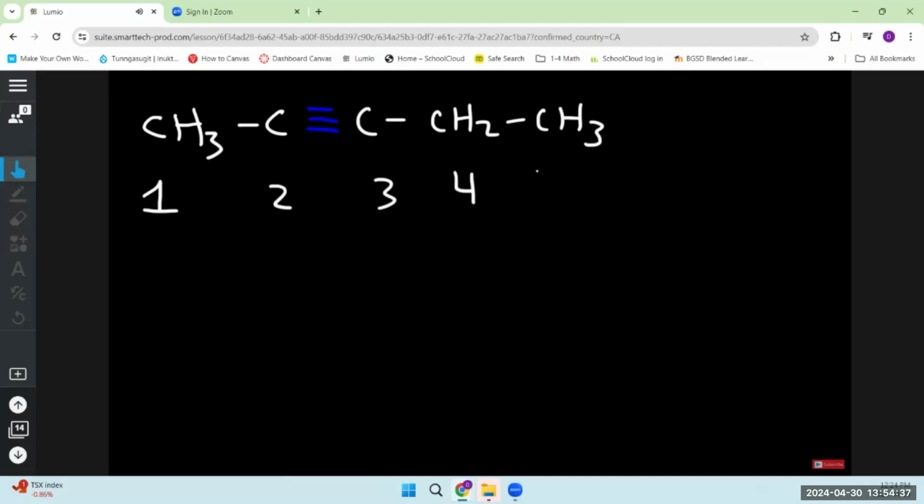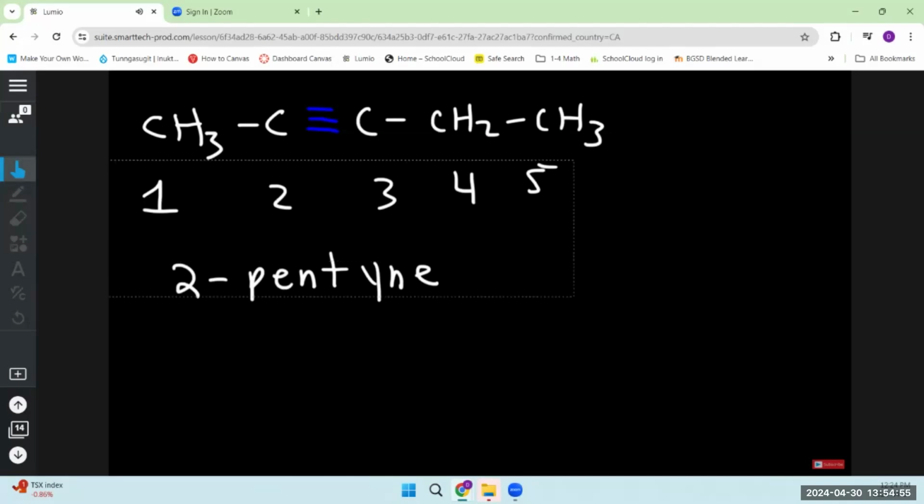Here's another one. For this example, write the IUPAC name and also the common name of this particular alkyne. So let's start with the IUPAC name. We need to number in such a way that the alkyne has the lowest possible number. So this is going to be carbon 1, 2, 3, 4, 5. So that's pentane, but instead of saying pentane, it's going to be pentyne. Now the triple bond is between carbons 2 and 3, so we have to pick the lower of those two numbers. So this is going to be called 2-pentyne.